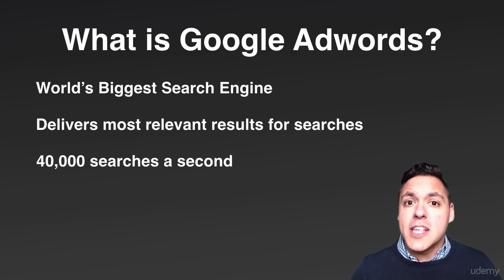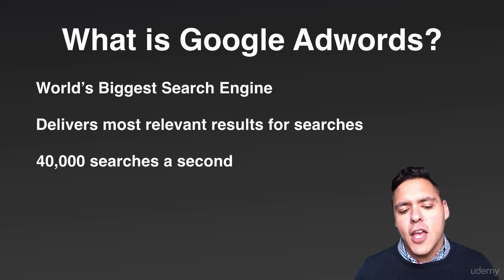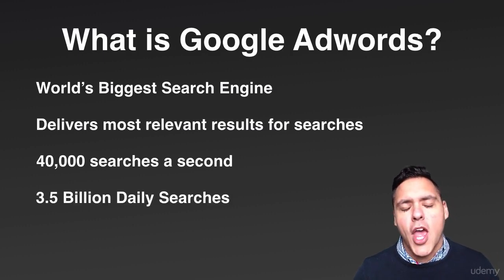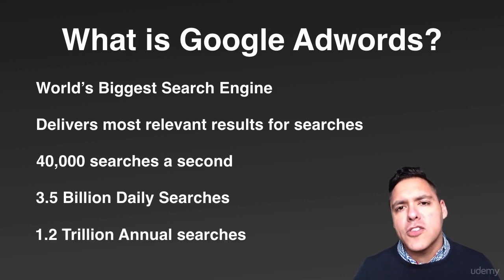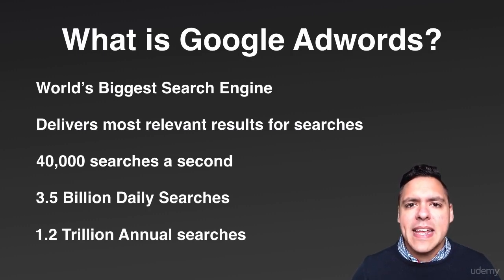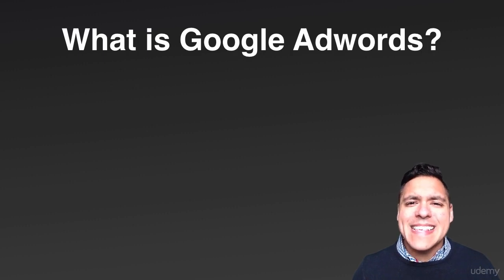Now, these are some really, really unbelievable statistics. Number one, Google processes 40,000 searches a second. It gives you an indication of the fact that your product could be one of these things that appears to people when they do one of these searches. So 40,000 searches are done a second. 3.5 billion searches are carried out on a daily basis, and 1.2 trillion searches are carried out on an annual basis. This gives you an indication as to the potential traffic you've got if your ad is showing for a particular search result. So what is AdWords?